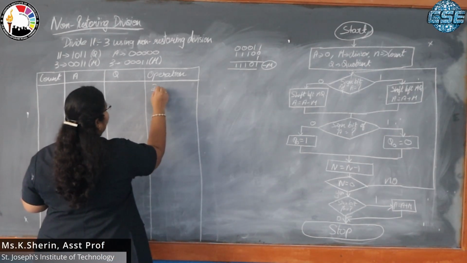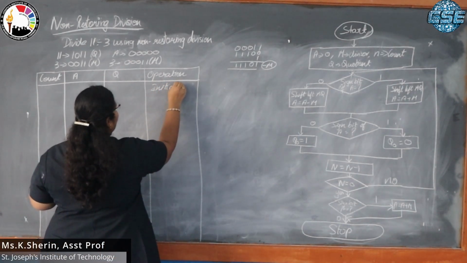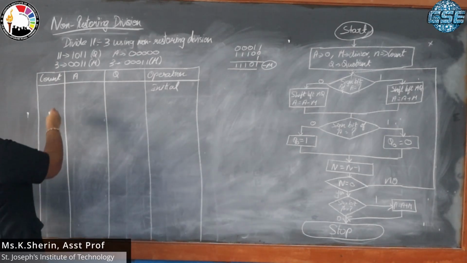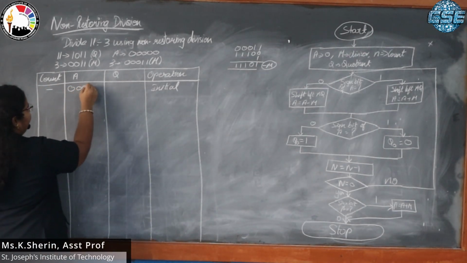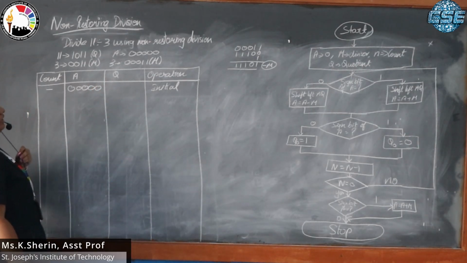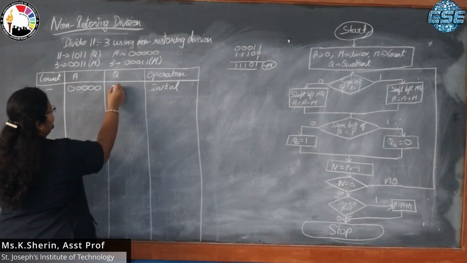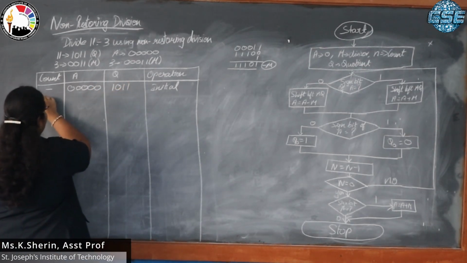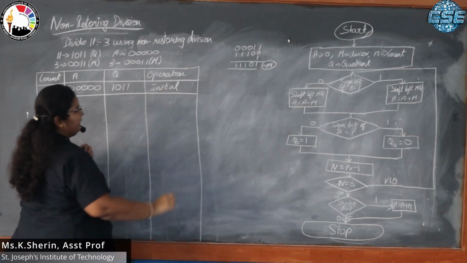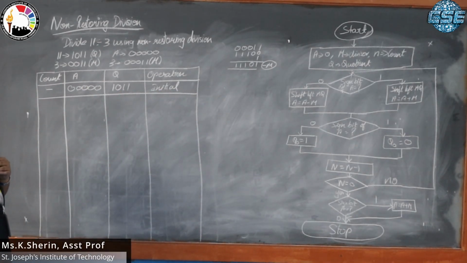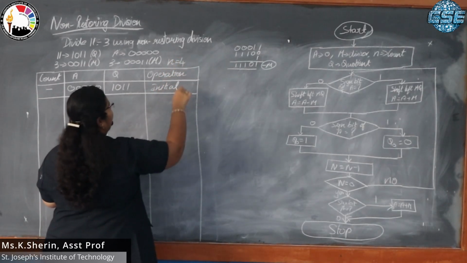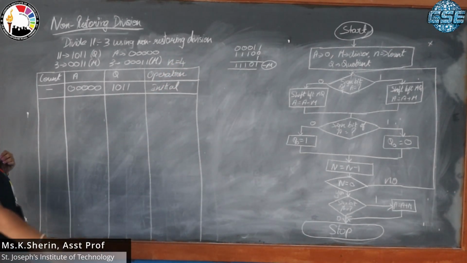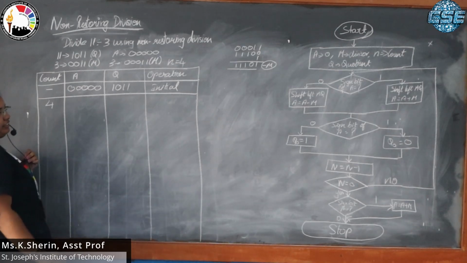So in your initial operation, you're supposed to identify the first value. My A value is going to be zeros, all 5 zeros, and similarly my Q value is going to be represented as 1011. So this is my initial procedure. So what is the step given over here? Because my n is going to be a 4-bit operation, I'm going to start with my 4th iteration over here.